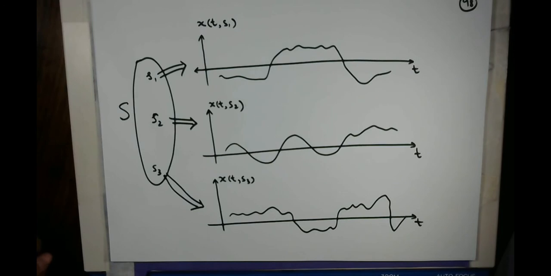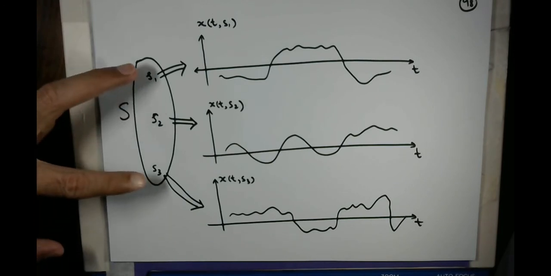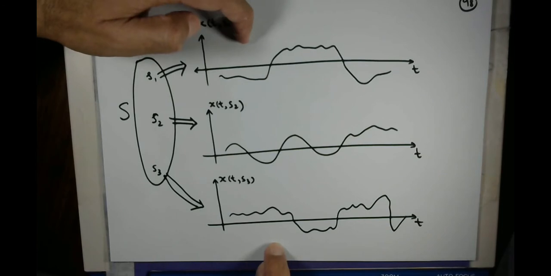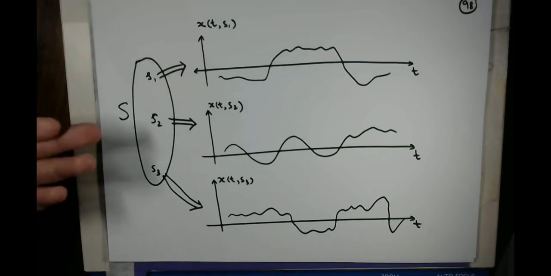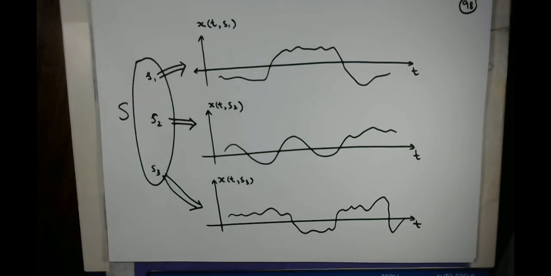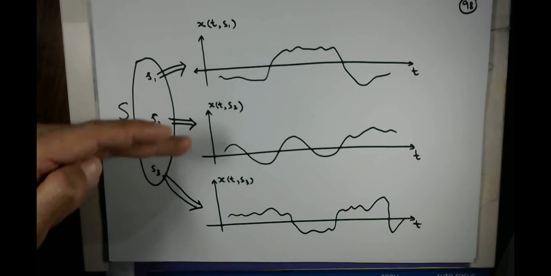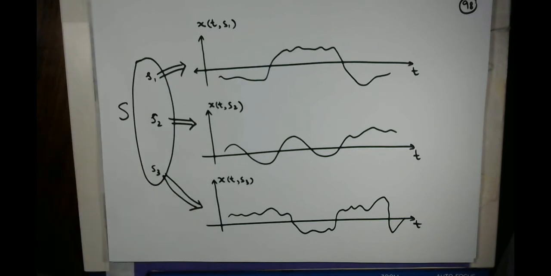Now you see the sample space of the experiment is these three outcomes, and the ensemble of the sample functions. Ensemble means all the sample functions considered together. All parts of a thing taken as a whole. This is what we mean by an ensemble. So here the ensemble means all the sample functions considered together.